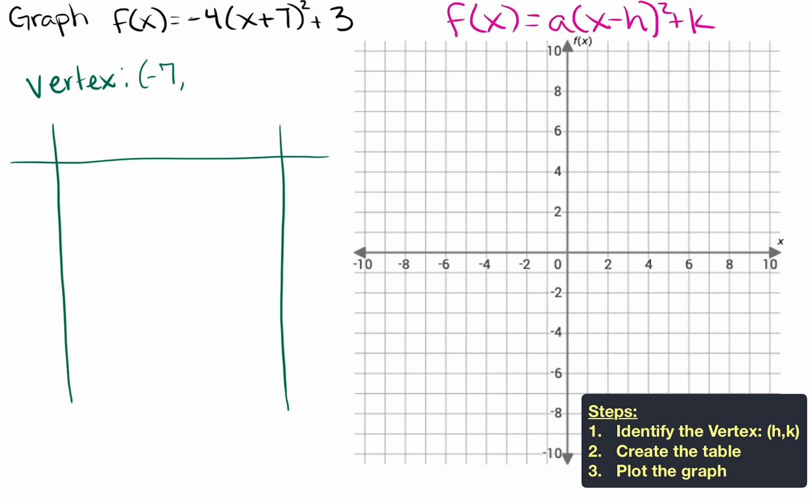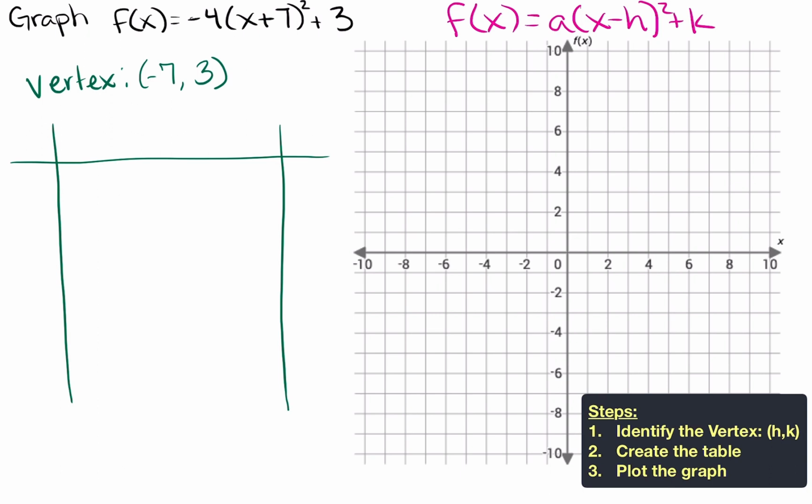On the contrast, we have a k value here, but k is that cool kid who's always doing what's expected. So when we see plus 3 in the equation like we do here, when we write the ordered pair, we also get a +3. So the vertex of this parabola is going to be -7, 3.